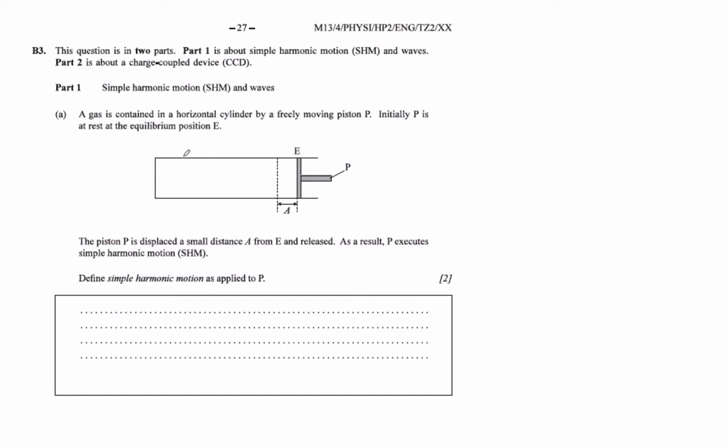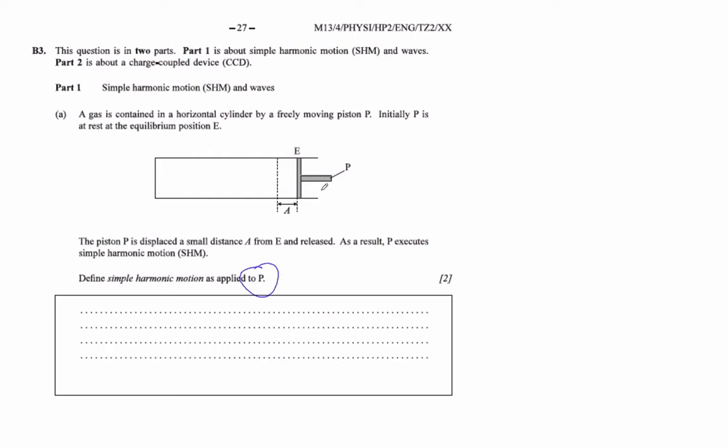Okay, so we've got a gas in here, and this gas is going to exert a restoring force or something like that. So we press this piston, and this is frictionless. So when we do that, this thing oscillates back and forth. Okay, define simple harmonic motion as applied to P.